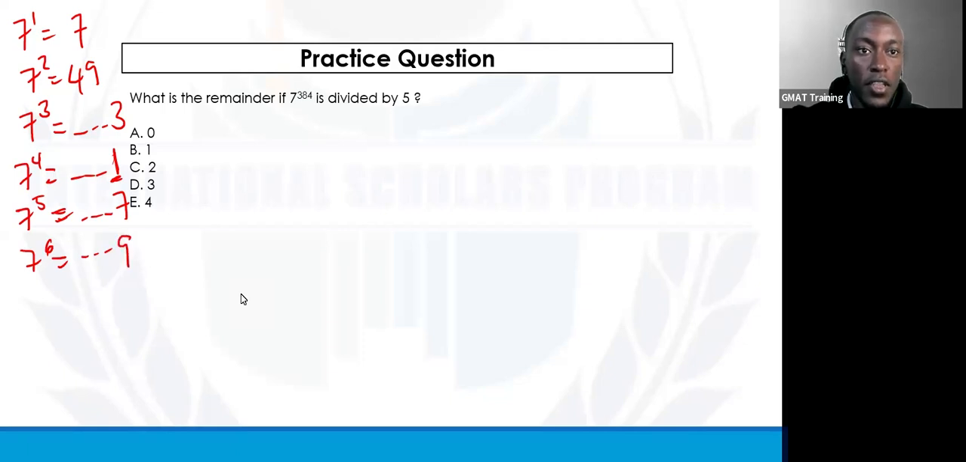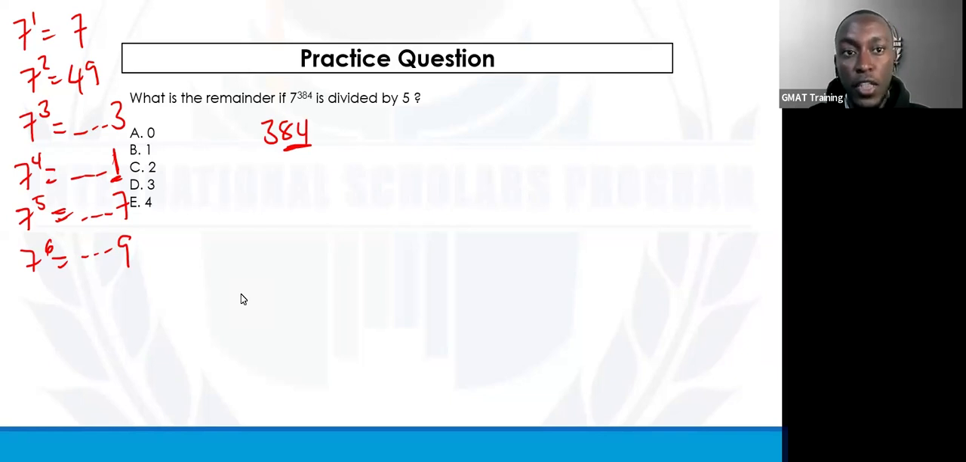So we have 7, 9, 3, 1 for multiples of 4. So 7 to the power of a multiple of 4 should give you a number ending in 1. So is 384 divisible by 4? Let's see. The last two digits are 84, and 84 is divisible by 4. So 384 is divisible by 4.